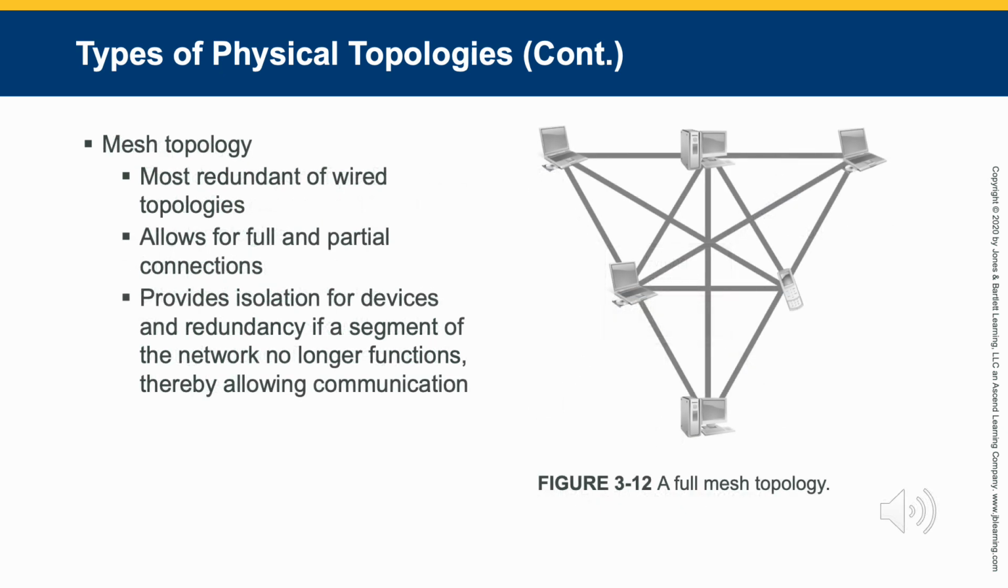Mesh topology, the most redundant of wired topologies, allows for full and partial connections, provides isolation for devices, and provides redundancy if a segment of a network no longer functions, thereby allowing communication. An example of that today would be a VXLAN type connection or network.